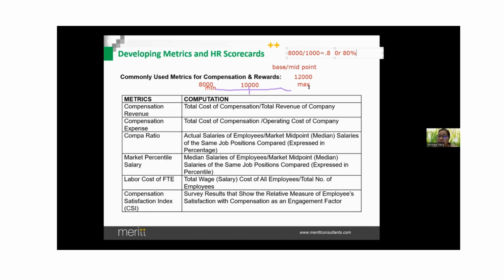You with me? That means it goes against the fairness and equity principle. Okay, guys? All right. So all of you who are interested. Ma'am, I have a question here. What is the desired compa ratio?